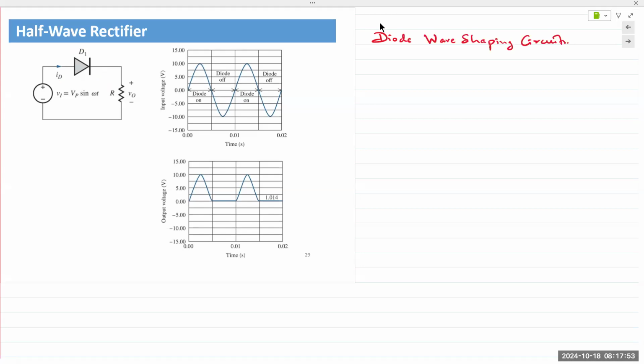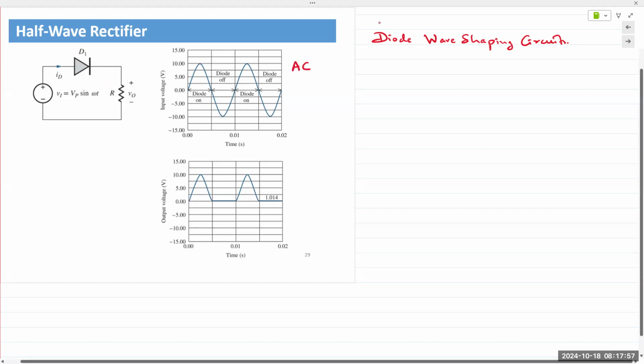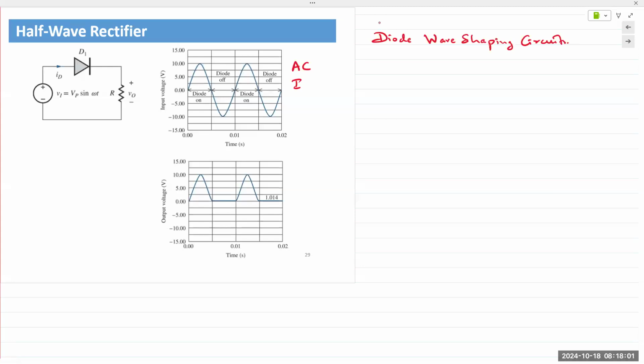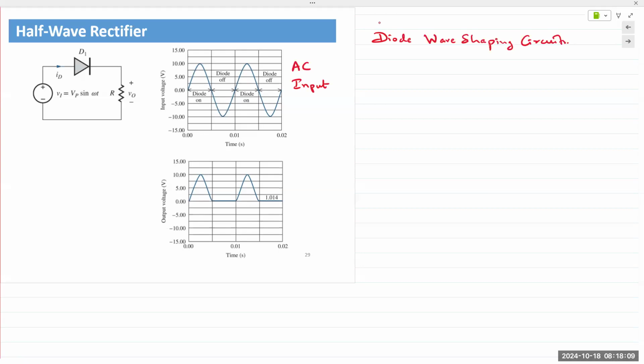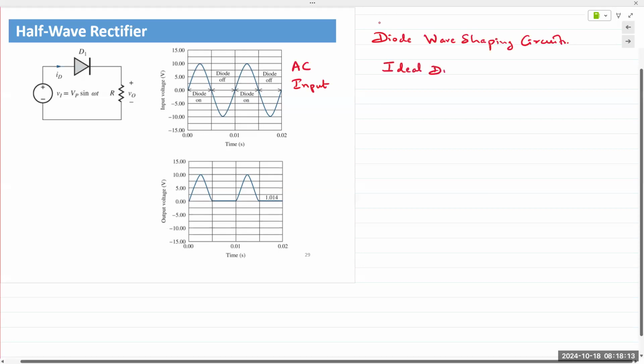Okay. So this right here is the AC input signal. And what we will use to analyze this is the ideal diode model. Okay, ideal diode model.